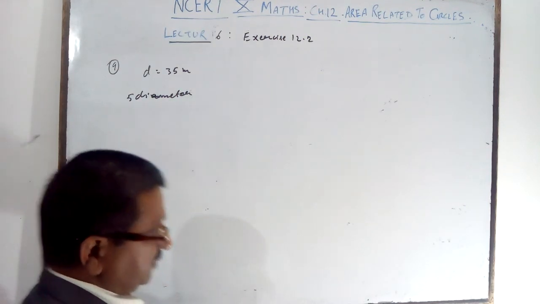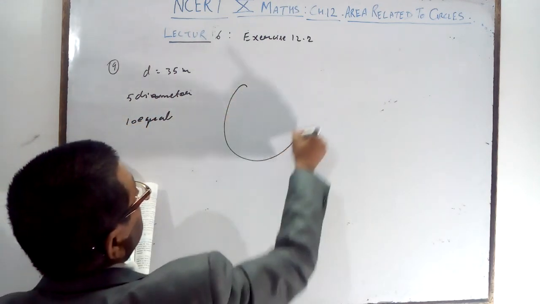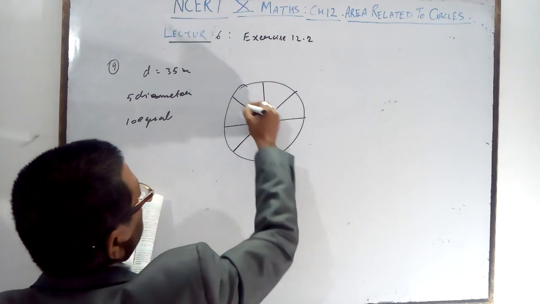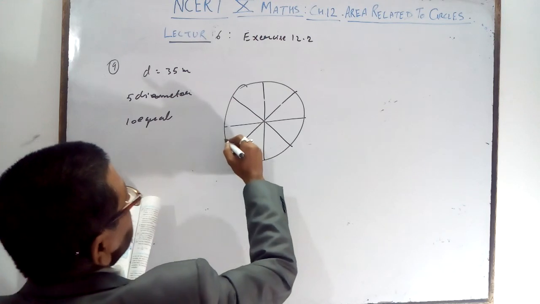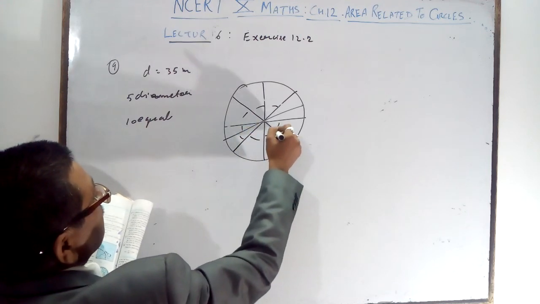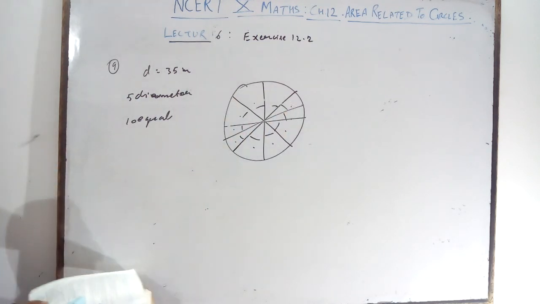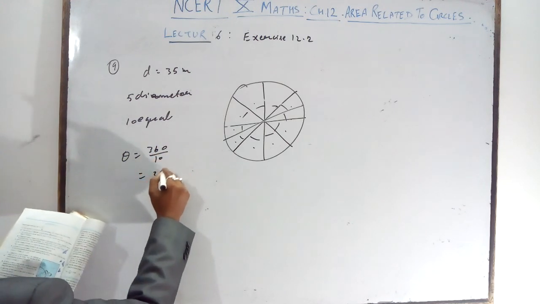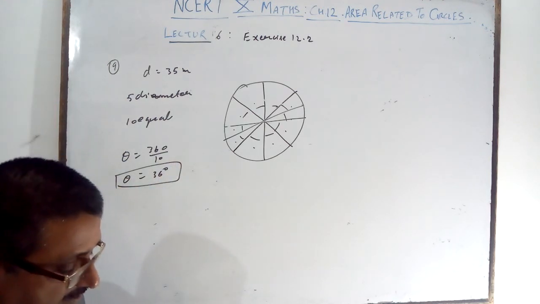And the circle is divided into 10 equal parts. How many parts? 10 equal parts you are dividing. A circle you are making, and there are 5 diameters. Counting all equal lengths, 1, 2, 3, 4, 5, 6, 7, 8, 9, 10. You are getting 10 sectors. So theta will be 360 by 10, that is 36 degrees. The circle is divided into 10 equal sectors.